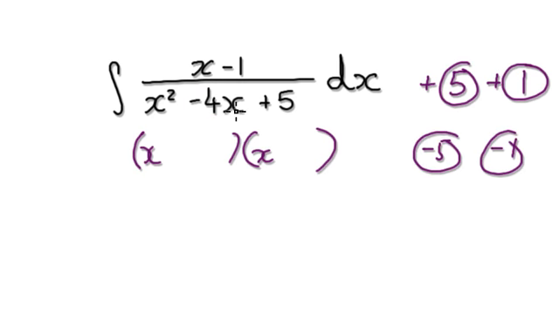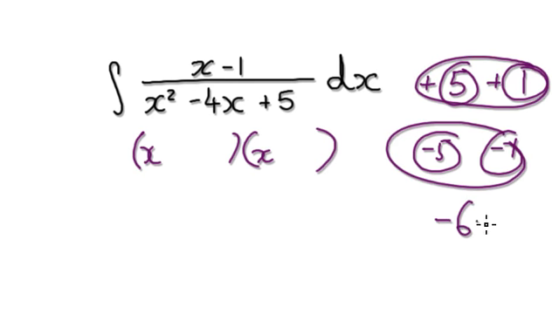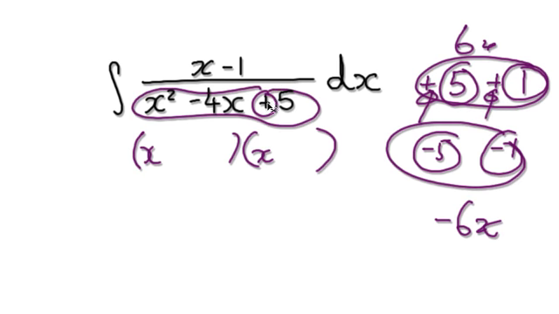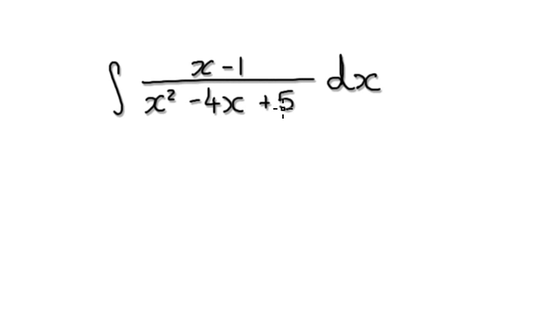There's no way you can create a negative 4 from here or from here, because this will give you negative 6x and this here would give you positive 6x. And this plus here would mean that you had to have a plus and a plus, or a negative and a negative. In short, you can't really factorize this. So we can't factorize it. So let's try and complete the square.